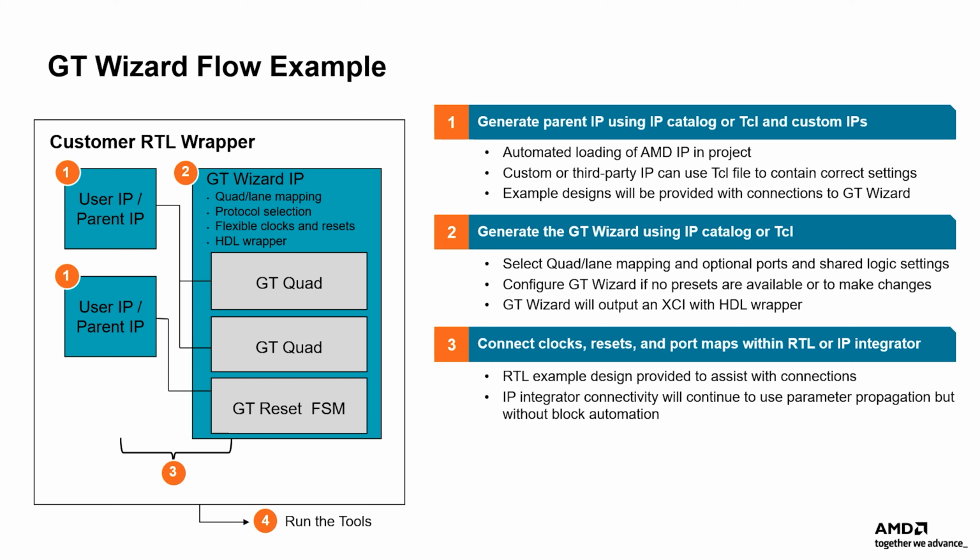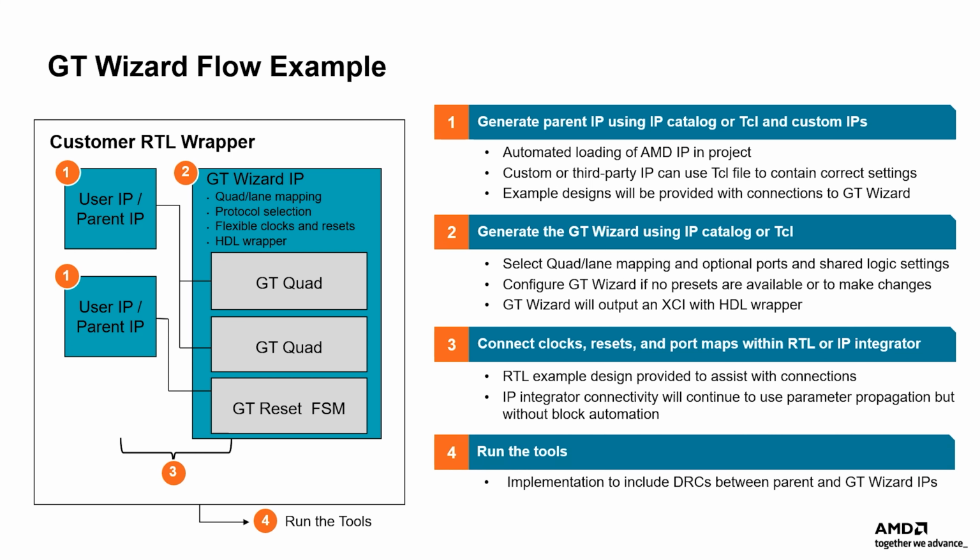Once everything is configured and connected, users can run the tools and the GTWizard will output an XCI file with an HDL wrapper. As part of the run, it implements full design rule checks between the parent and GTWizard IPs, ensuring compliance and compatibility throughout the design process. This flow eliminates the need for the transceiver's bridge IP and legacy wizard IP.